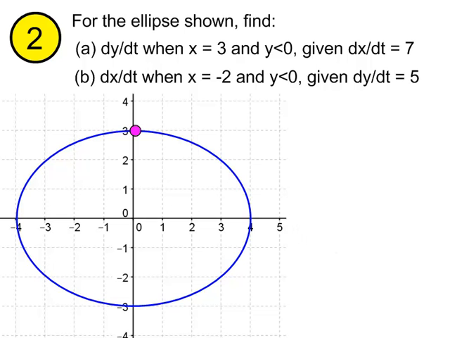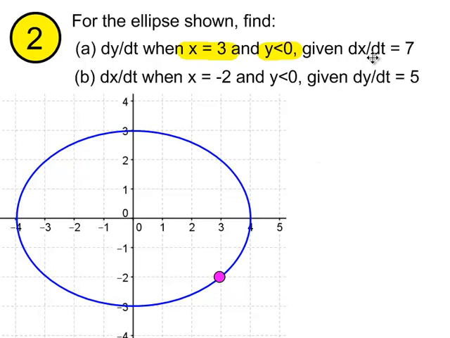Okay, given this same ellipse, we're given some information. We're told that the x value of the point is 3, which means that we could either be up here or down here. We're told that the y value is less than 0, so that settles it for us. That tells us that we're down here, right? If the y value is negative.